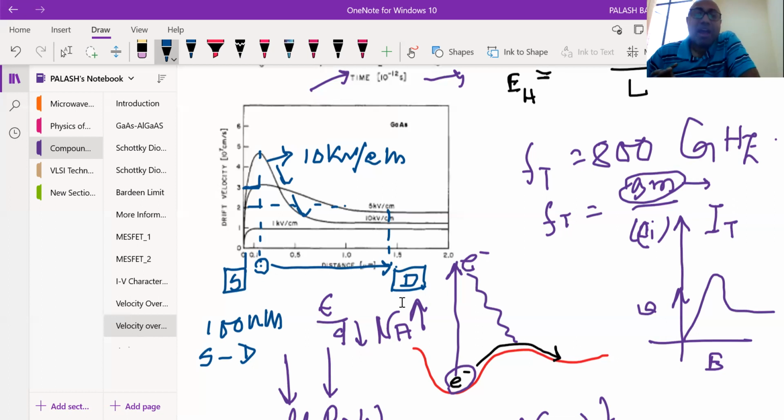Another thing I would like to ask you: how far have you gone in your micro nano fabrication technology? What are you studying now? Have you done photolithography, oxidation, diffusion, RIE, ion implantation? Have you done all these things? Because then I would take up the MESFET fabrication.